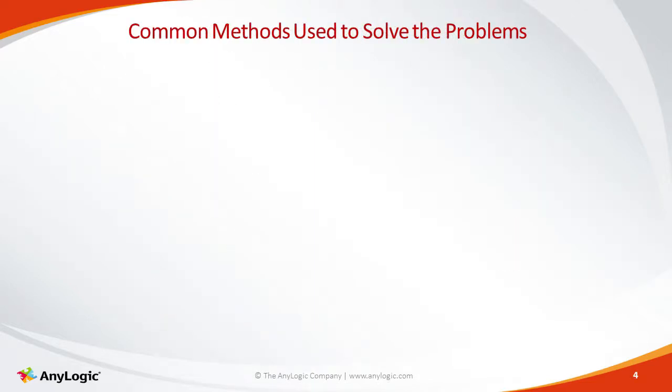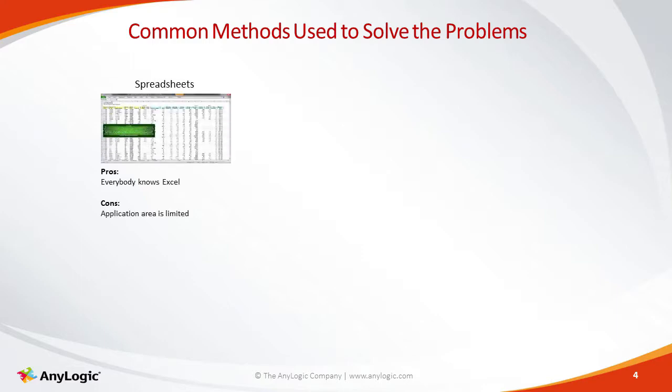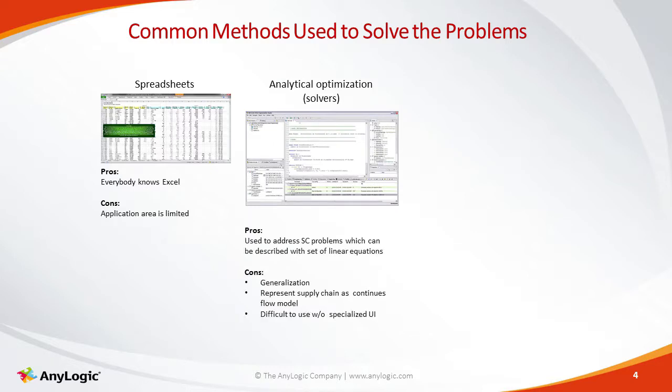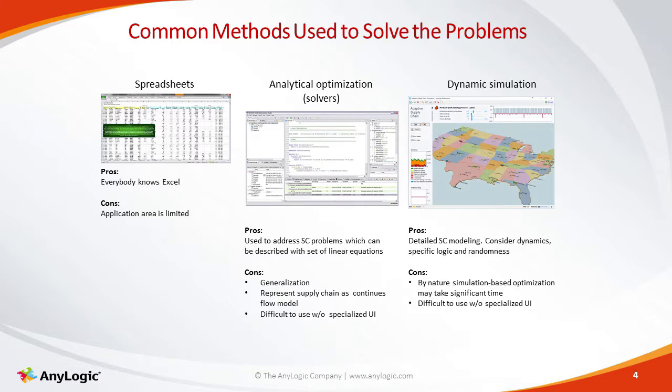If we look at the methods commonly used to address supply chain problems, the first of them is only spreadsheets or Excel, but it allows you to solve only quite simple supply chain problems. The more often used methods for supply chain optimization, design and analysis are analytical optimization and dynamic simulation. I'll talk about them a bit more on the next slides.